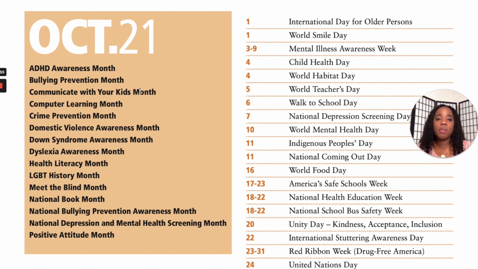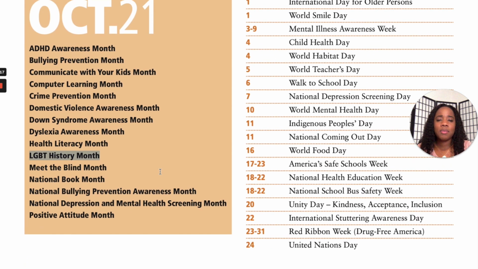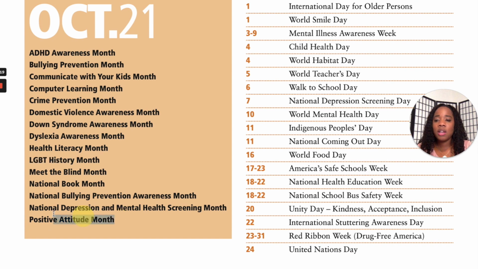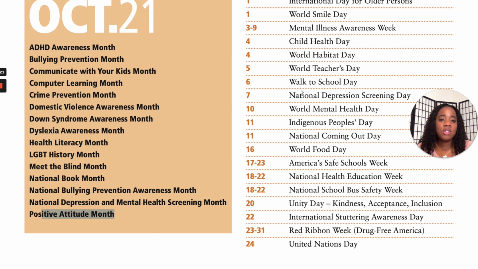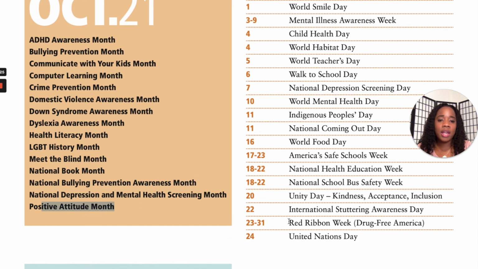We have October. There's a couple of things that you can pull out for October. So you have Bully Prevention Month that you can focus on. You have National Bullying Prevention Month. Positive Attitude Month, you can focus on that. There's a lot of different things here. You have Red Ribbon Week, so that might be a big thing that you want to highlight.